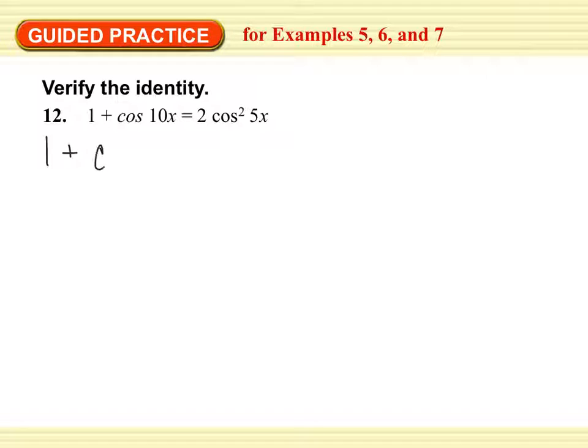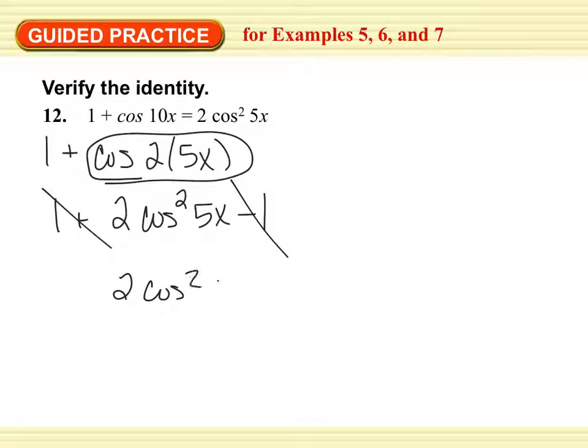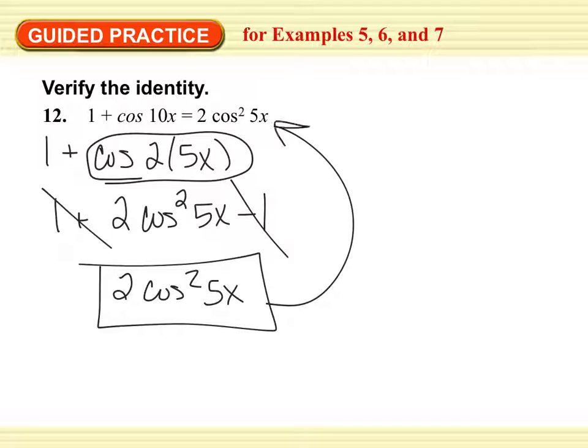Let's try this. Instead of cosine 10x, let's do cosine 2 times 5x, because that looks like a double angle that we know how to use. So I've got cosine 2x. I'm looking at, let's try this one. That'll give me 1 plus, instead of this, I'm going to use an identity, a double angle formula, and say 2 cosine squared 5x minus 1. Because those cancel, I'm left with 2 cosine squared. Ooh, I got lucky. Yeah, it matches. Woohoo!